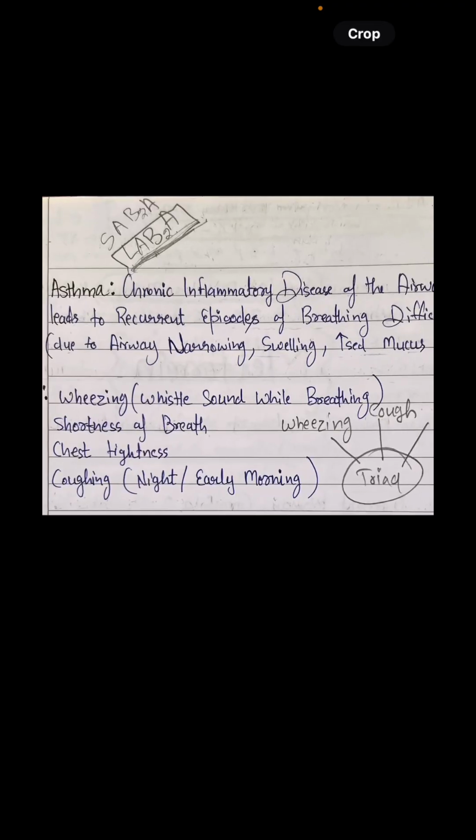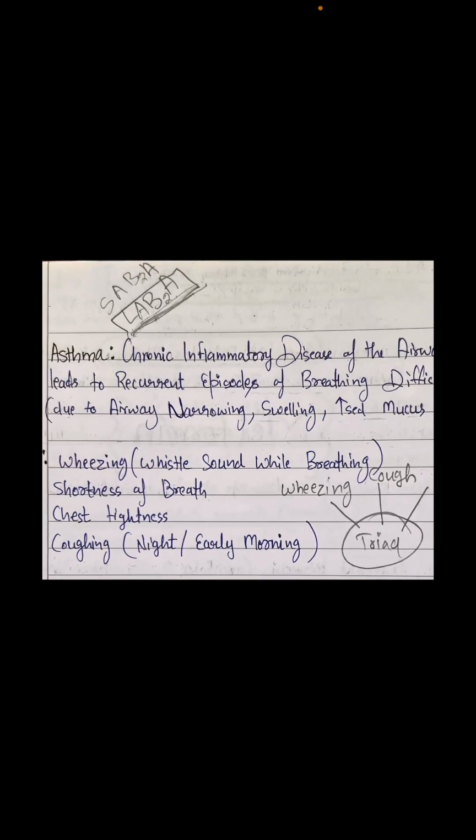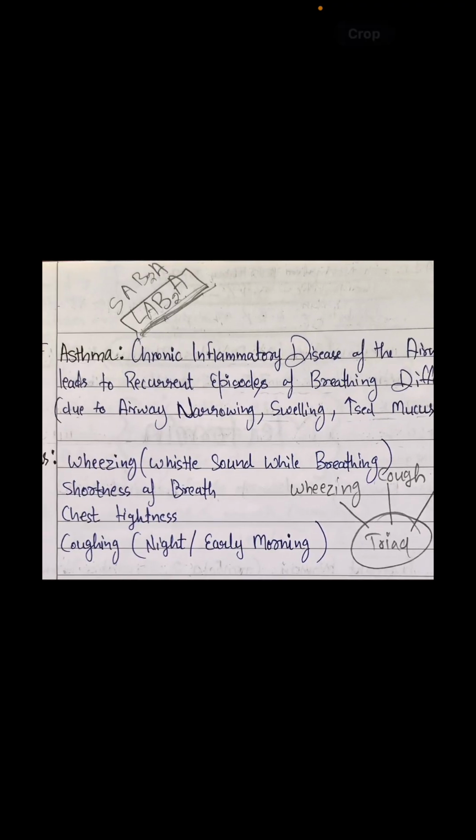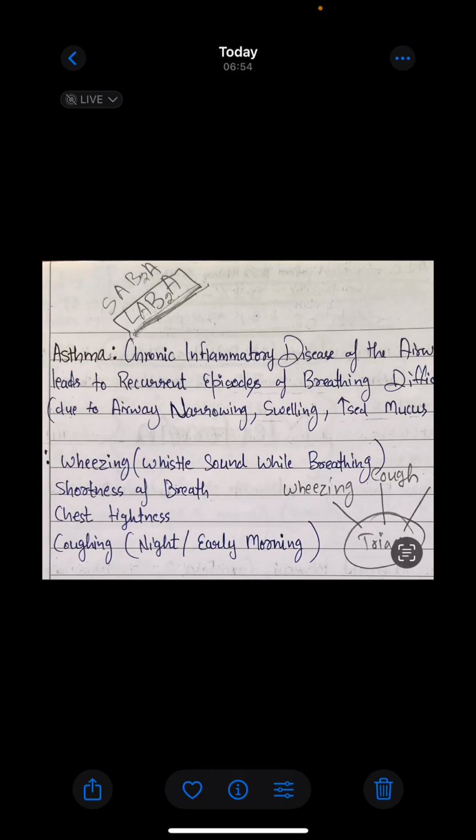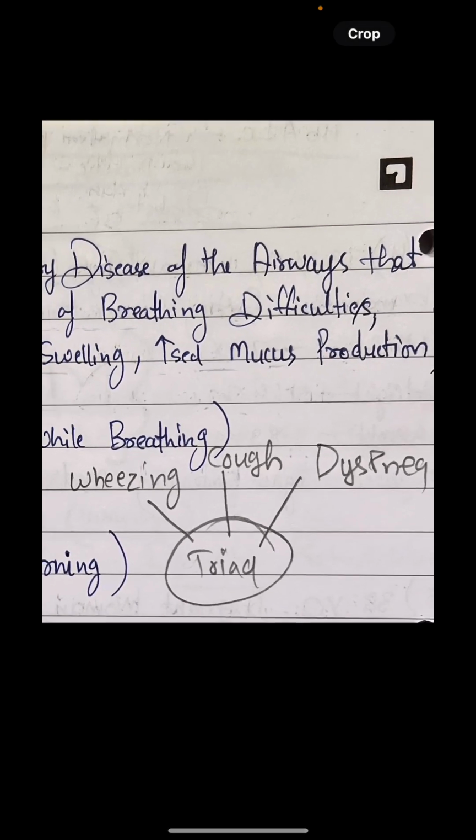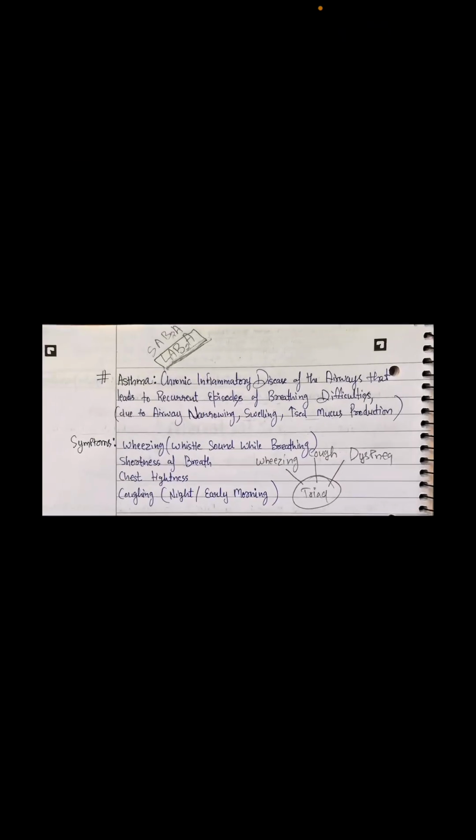Wheezing means he is not just breathing, but he is whistling while breathing. Shortness of breath, chest tightness, coughing. This is the triad here. Wheezing, cough, and dyspnea, the triad of asthma.